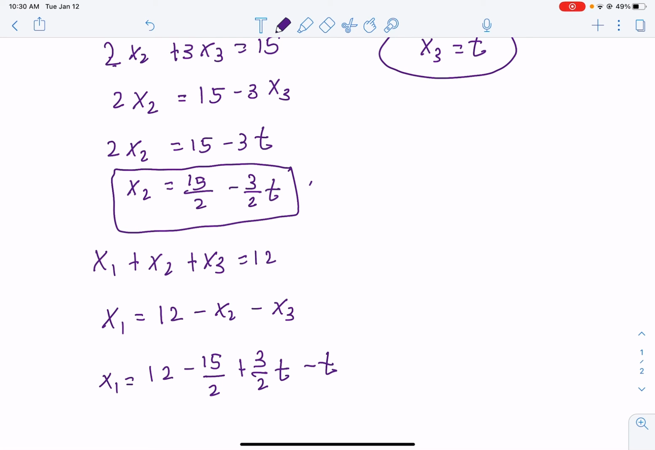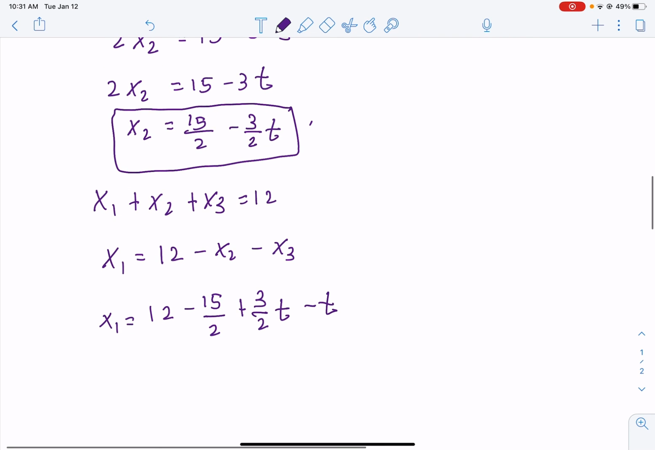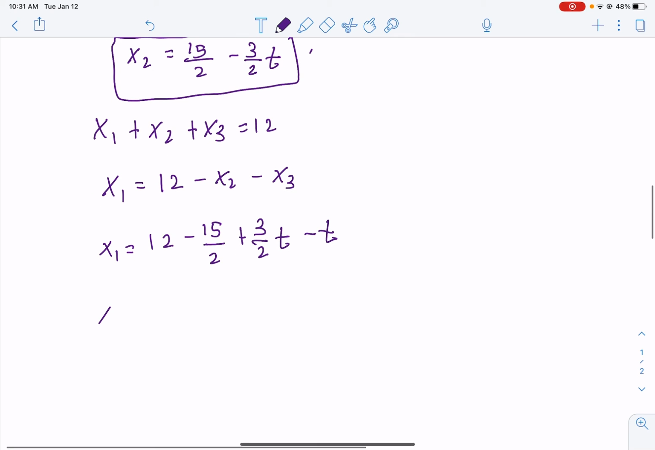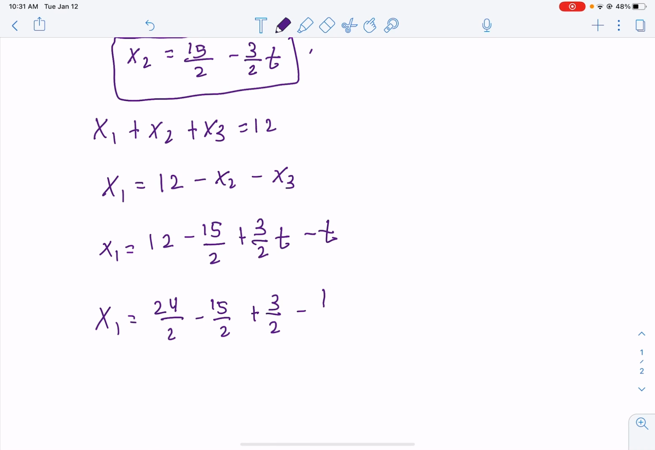So I'm going to simplify, and I have a fraction over 2. So I'm going to have to say x1 is equal to 24 over 2 minus 15 over 2 plus 3 over 2 t minus 2 over 2 t. So when I do this, I get x1 is equal to 9 over 2, oh, don't forget my t, plus 1/2 t.